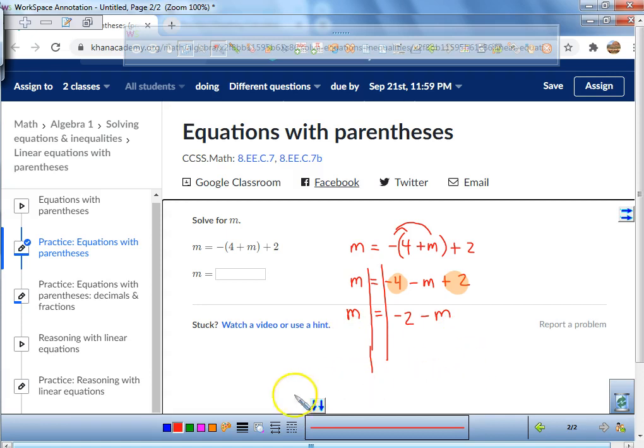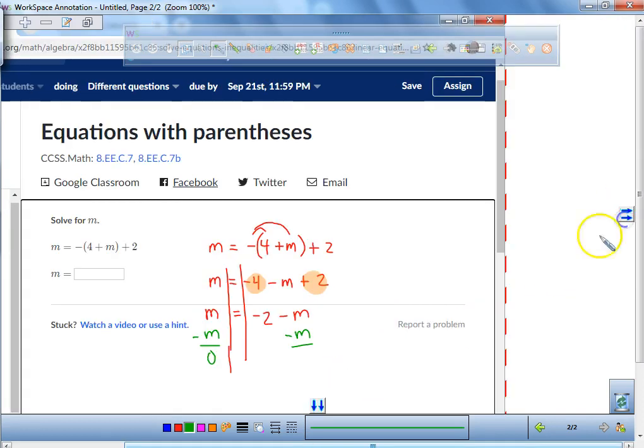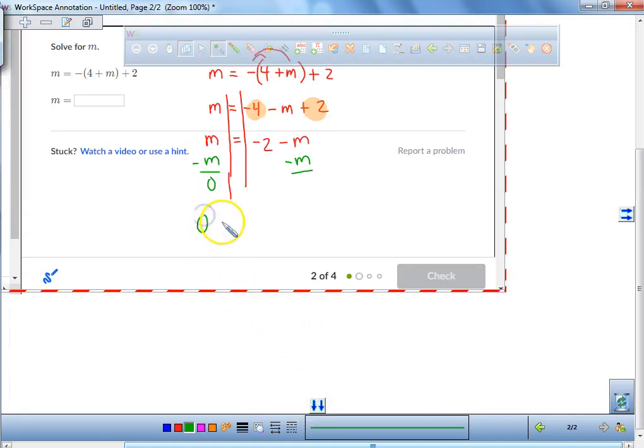Moving them to the right? Okay, let's see what happens if we move them right. Then I'd have to take away an m, and I'd have to take away another m if I move them to the right. And so here's what I have. If we move them to the right, we have 0 equals negative 2 minus 2m. That's what would have happened if we moved everything to the right.